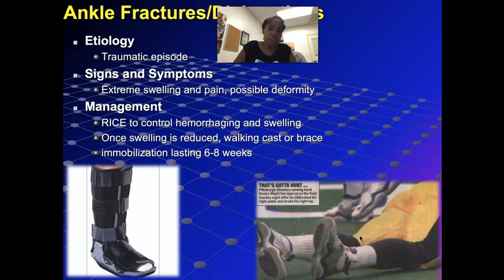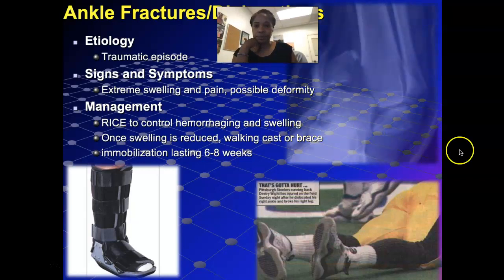But if there's a fracture associated with it, then it certainly could take a lot longer to return that patient to play. The big deal is with a fracture and dislocation, we're referring out. Dislocations in particular are medical emergencies, so we want to refer out as soon as possible.